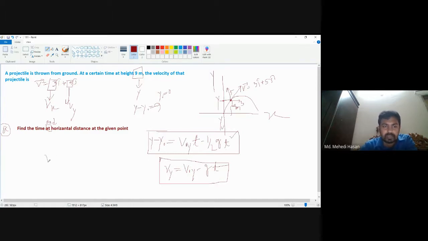That means if we use this equation, vy square equal to v naught y square minus 2g y minus y naught, then here time is not involved, and all of the variables are given without v naught y, then we will find out v naught y from that equation.